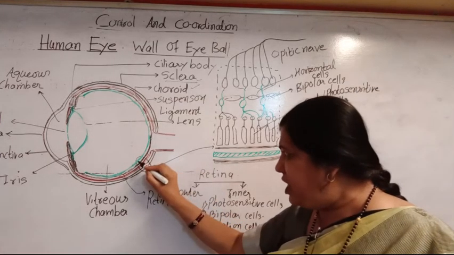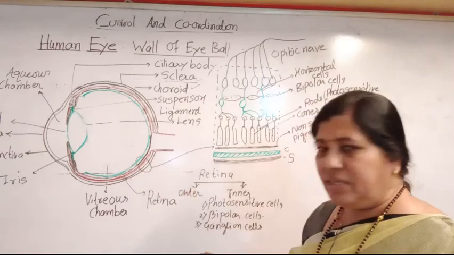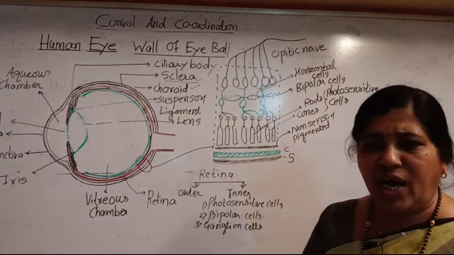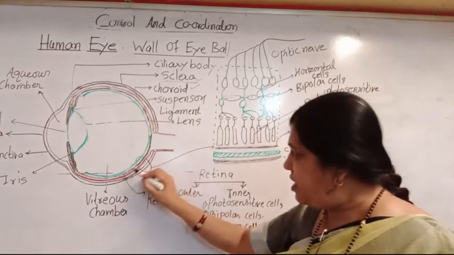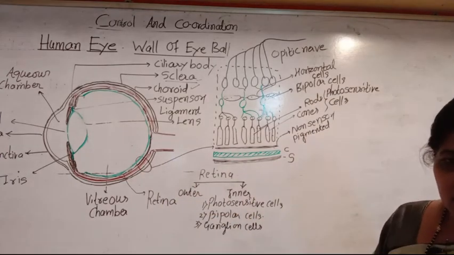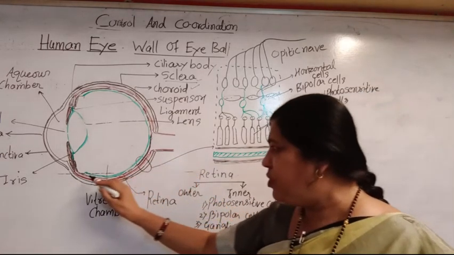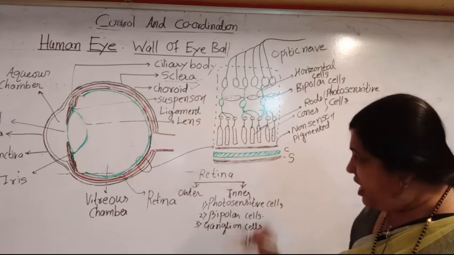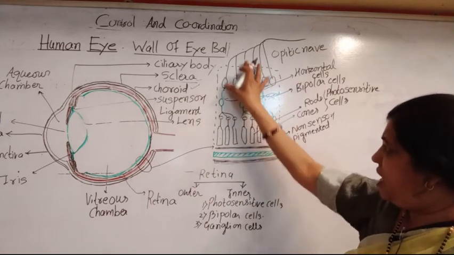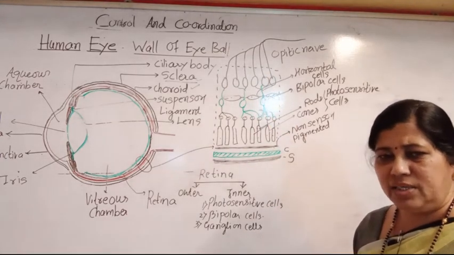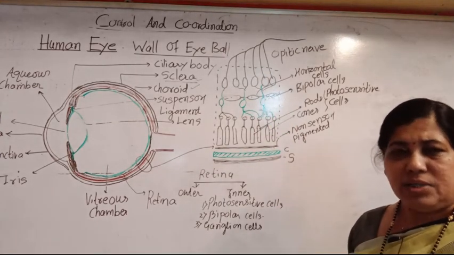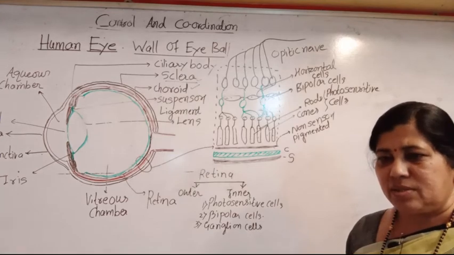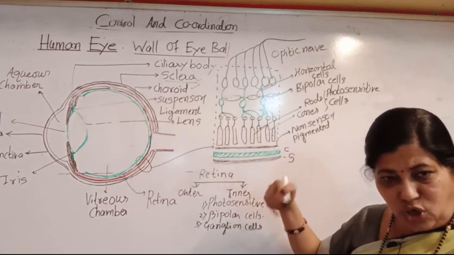Once again, retina is the innermost layer of eyeball. It consists of two layers. Outer layer of retina, which is present below the choroid, is non-sensory layer, or it is pigmented layer, which is continue behind the ciliary body and iris. Inner layer of retina is neural layer, or sensory layer. It is responsible for sensation of light and generation of impulse.